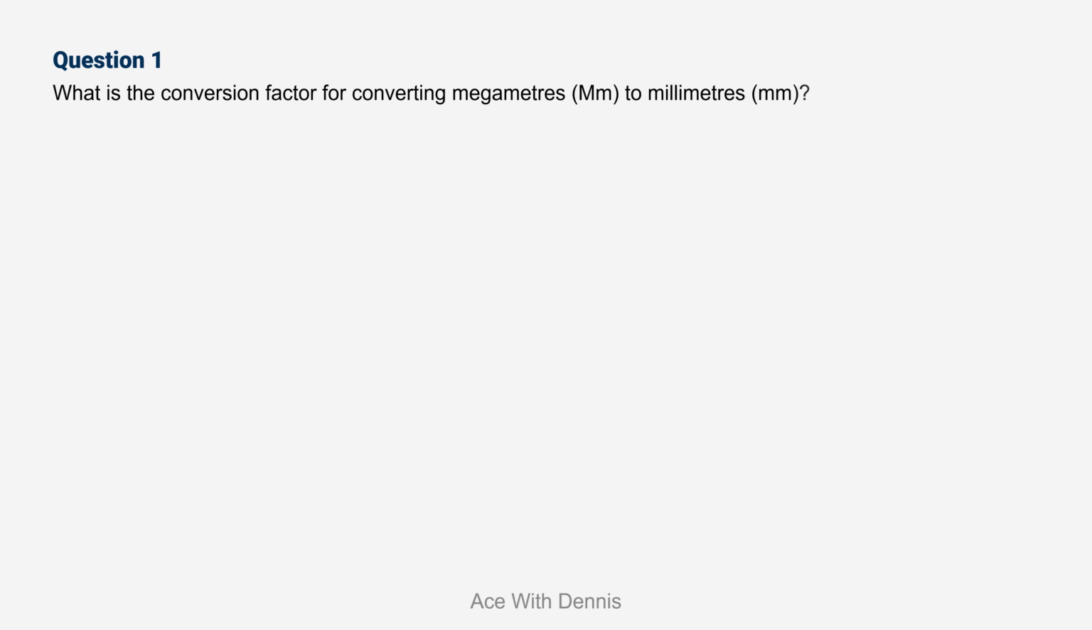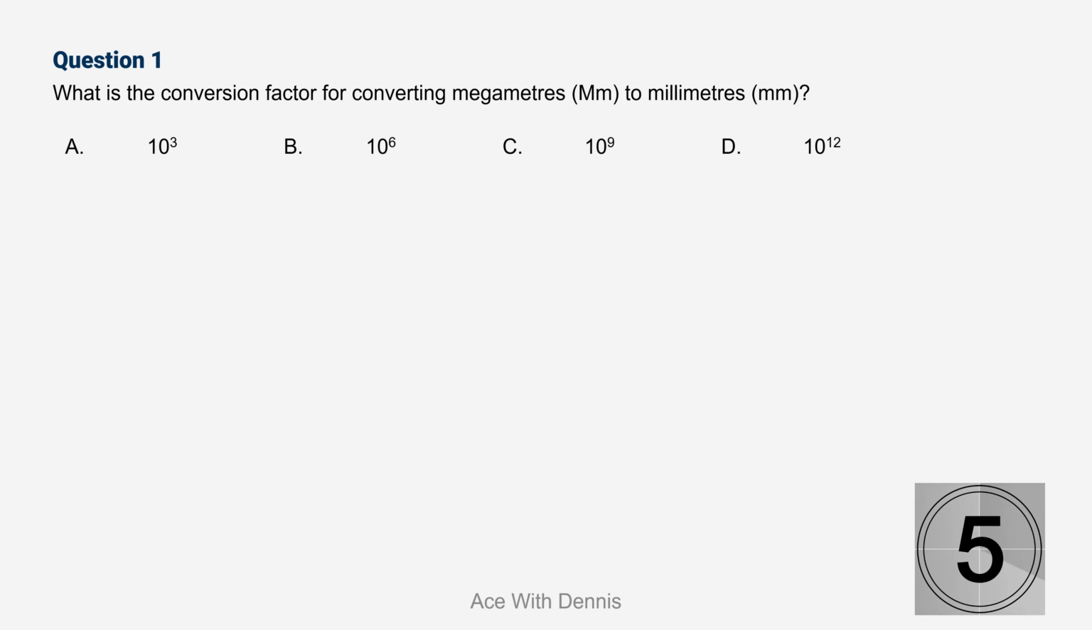Question 1. What is the conversion factor for converting megameters to millimeters? A. 10 to the power 3, B. 10 to the power 6, C. 10 to the power 9, or D. 10 to the power 12. The answer is C. 10 to the power 9.